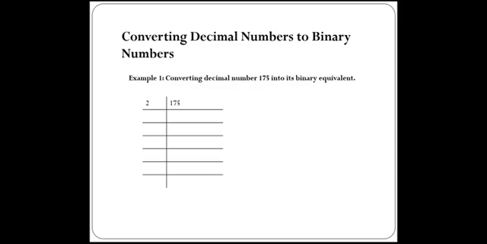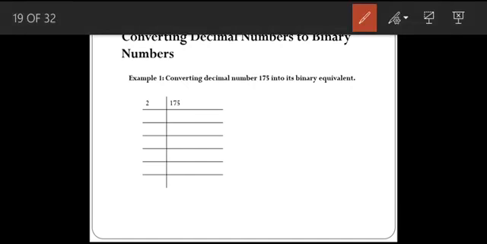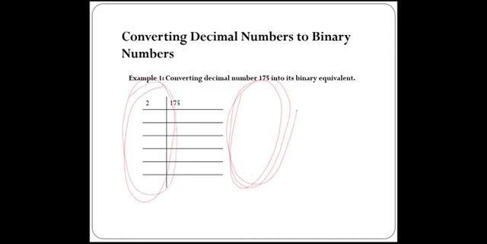On the left hand side, I'll divide this number every time by 2, and I'll write the remainder on the right side. I'll write remainder portion here and quotient portion here. If I divide 175 by 2, I'll get 87 as my quotient and 1 as a remainder. Similarly, I have to divide this 87 by 2. I'll get 43 as my quotient and 1 as a remainder.